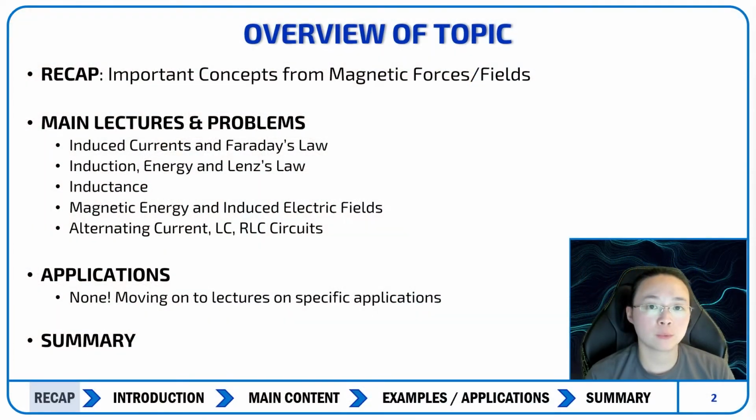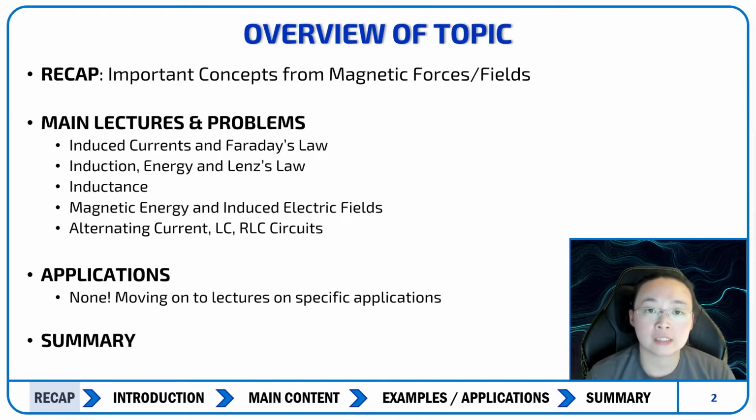In this chapter, we're going to first go through a brief recap of magnetic forces and fields, essentially the Biot-Savart law as well as Ampere's law. Then we're going to take a look at induced currents and Faraday's law, where Faraday's law is the last Maxwell's equation to look at. We then have induction, energy, and Lenz's law, which is a part of Faraday's law.